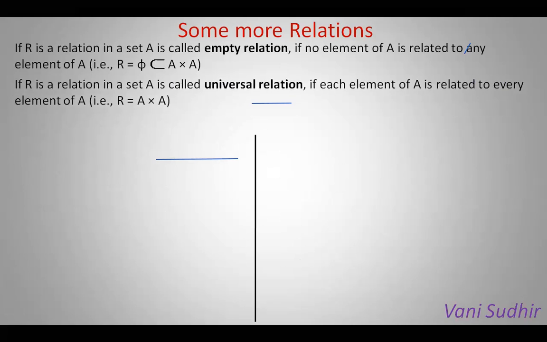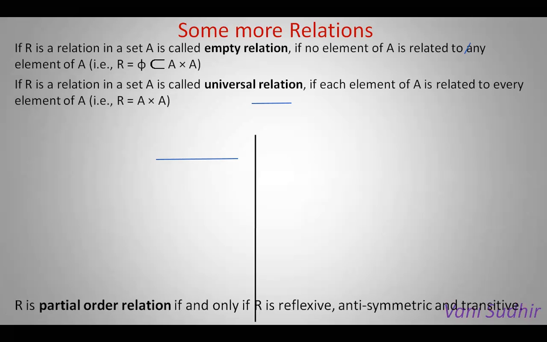Next, if you take A cross A, it will contain all ordered pairs. Therefore, what you can say is that relation is the universal relation. Why is it the universal relation? Any relation you take, you have to take from here only, no? From A cross A only. Therefore, under consideration, this can be considered as the universal relation.